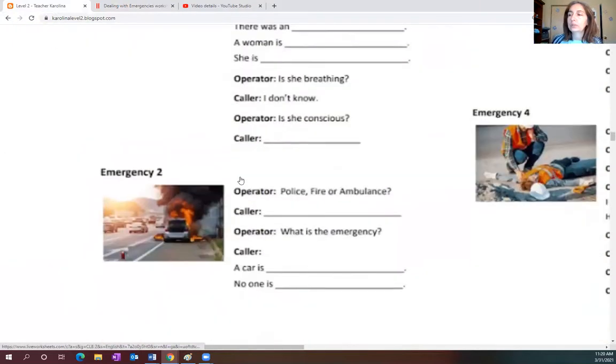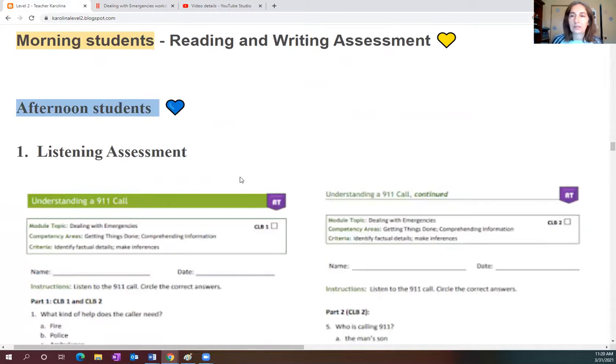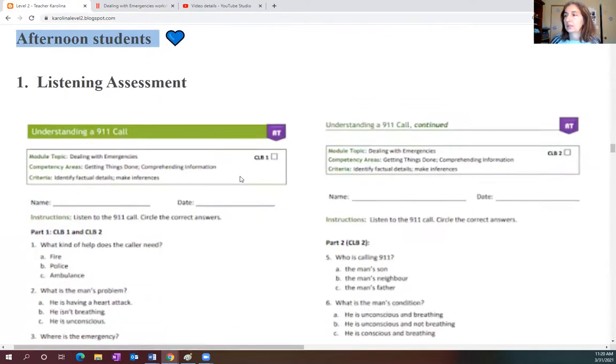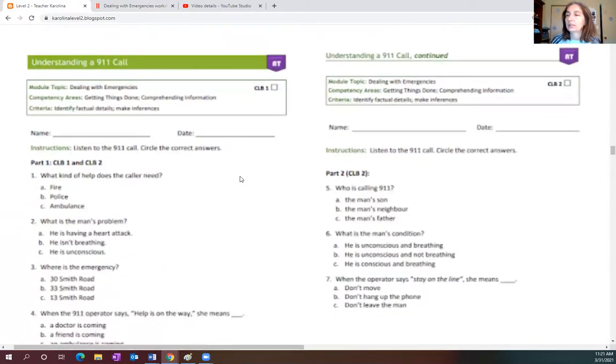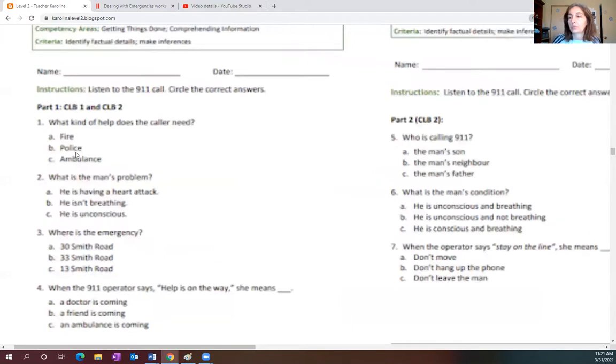And tomorrow you will have a listening test and a speaking test, because Friday there is no class, it's Good Friday. So tomorrow you will have a listening and a speaking test. For the listening test, you will listen to something and you have to answer 7 questions. You have A, B, C. You just pick and choose which one is A, which one is B, which one is C.